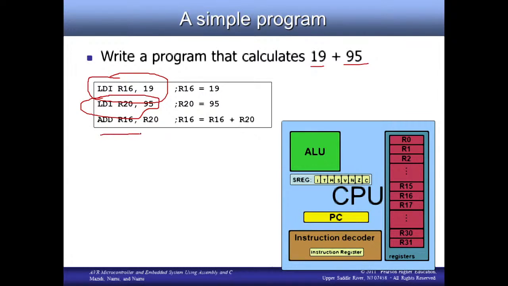And then finally both the registers are added together. So ADD R16, R20. It will calculate the result of 19 plus 95. The result will be saved back into register R16. If you have any doubt in this example, you can ask me.